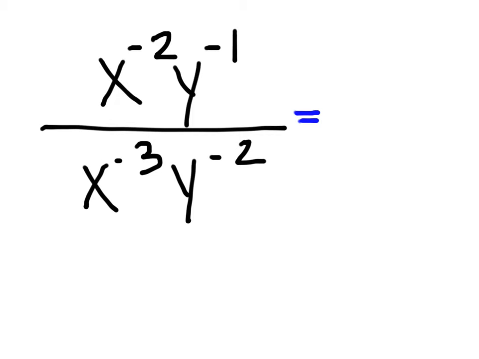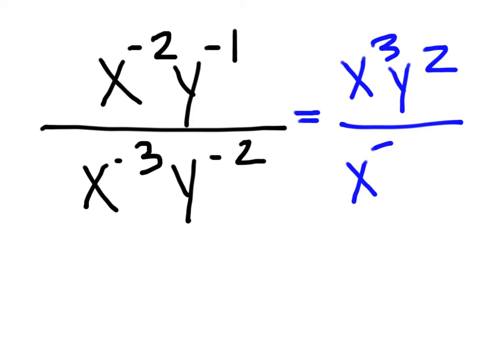You have to move the x to the negative 2 and the y to negative 1. Salisbury had her hand up. All right, what should it be? Flip them: the x to the third and y to the second on top, and then x and y on the bottom. That's right. And if it's to the negative 1, you don't have to write positive 1 as the exponent.